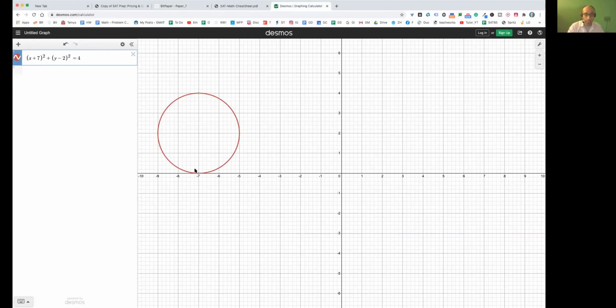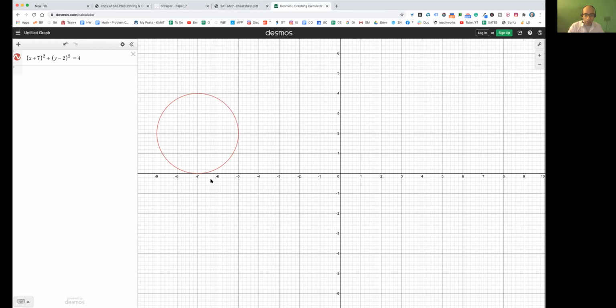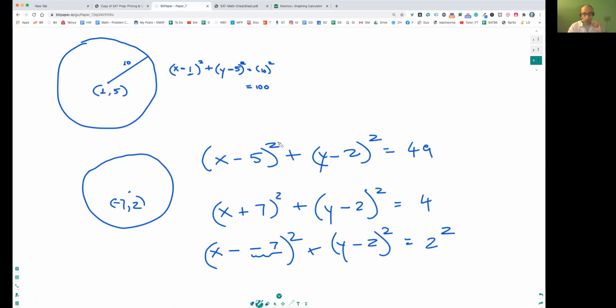So you see how it is right here in the center. You see negative 7 and positive 2. I hope that's what we were doing. Yes, so negative 7 and positive 2, and that's the radius, right? It's nice to visualize where things are, okay?